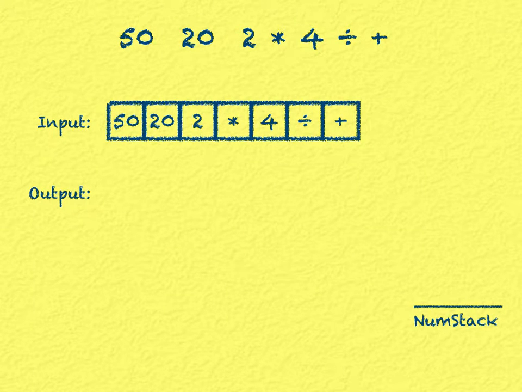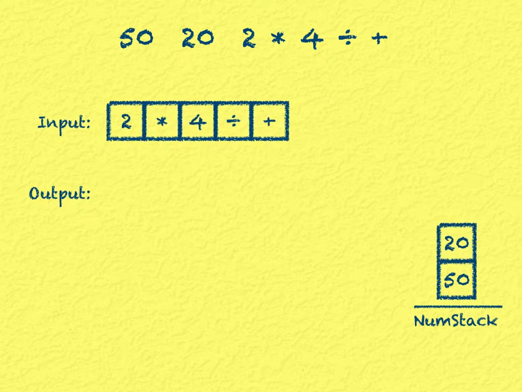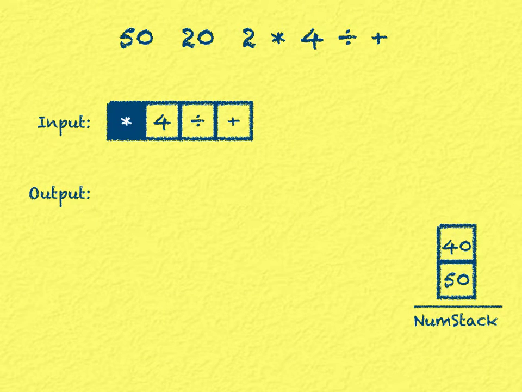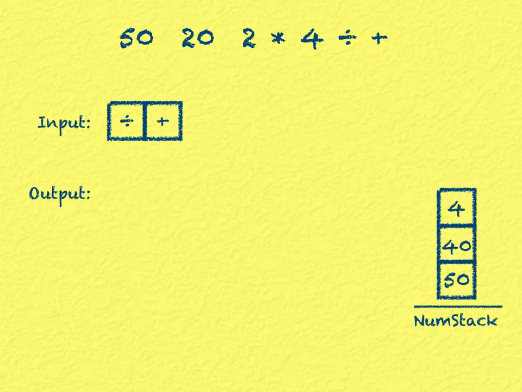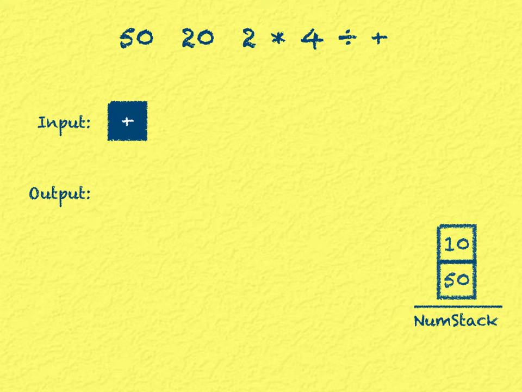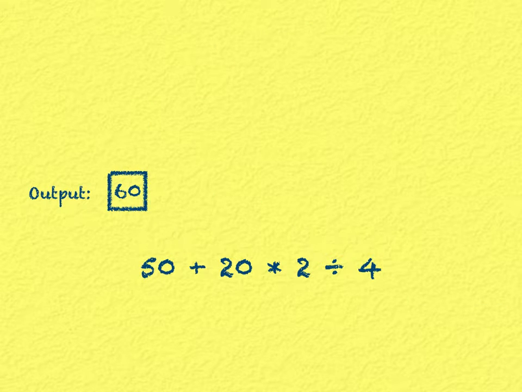All right, here's the next postfix expression. 50 is a number, put it on the number stack. 20 is a number, onto the number stack. 2 is a number, onto the number stack. Multiplication, operator, pop the top two values, apply the binary operator, and we get 40. Get rid of the operator, now we have 4, put it on the number stack. Now we got division. If we apply that to the top two numbers, 40 divided by 4, we get 10. Throw away the division. Now we got plus. Apply that to the top two numbers. Now we got 60. Input is empty, so our final answer is 60.